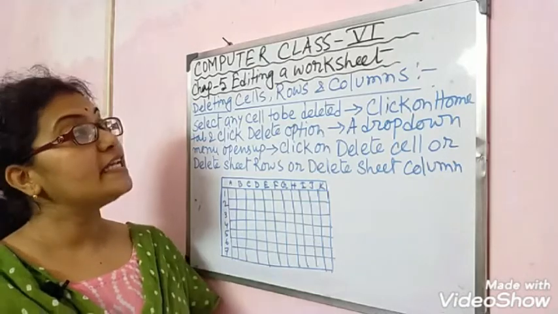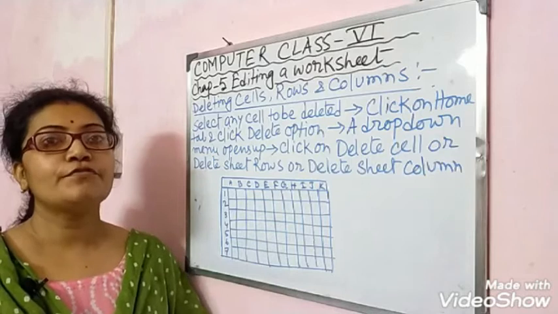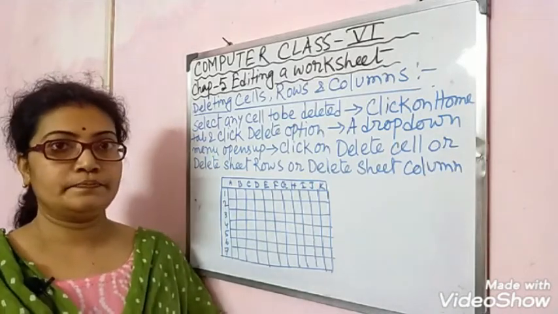Today we are going to continue the chapter 5, editing a worksheet. We are starting from the point of deleting cells, rows and columns.